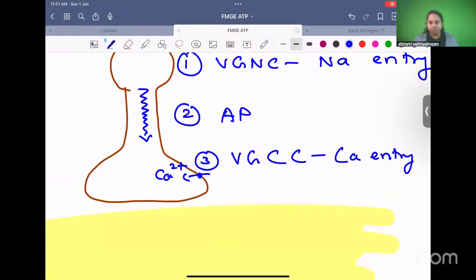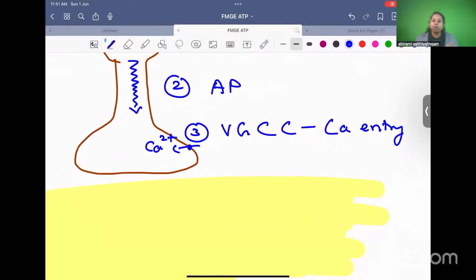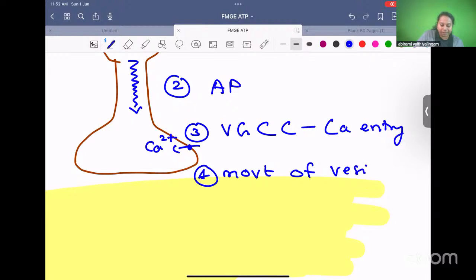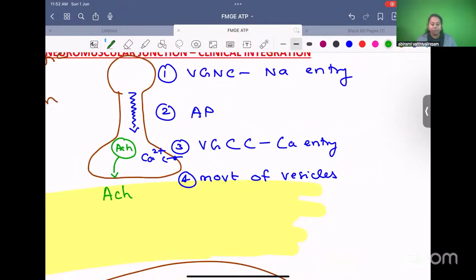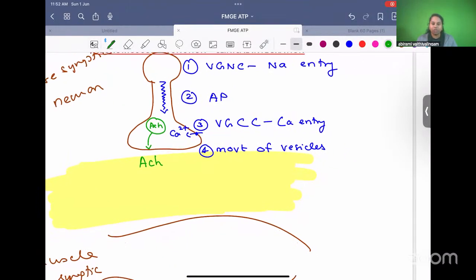Wherever you have calcium, what is the role of calcium? Calcium will always do a movement. What is the movement here? Movement of vesicles. These vesicles contain acetylcholine. The calcium will move the vesicles. Exactly, Ranjan, myofilaments or the vesicle, whatever it is, it will move. So this will move the vesicles to release acetylcholine. Now, acetylcholine is released into the neuromuscular junction.